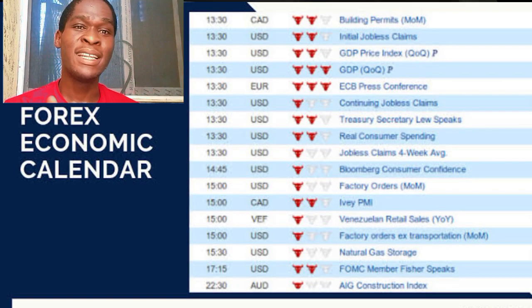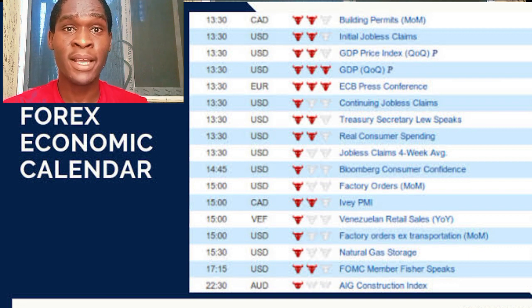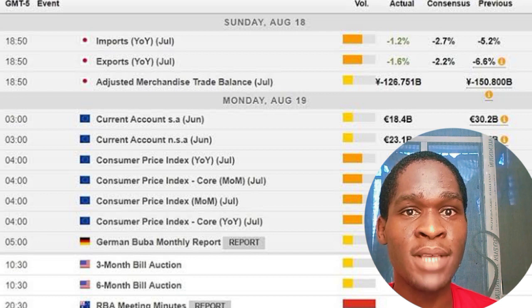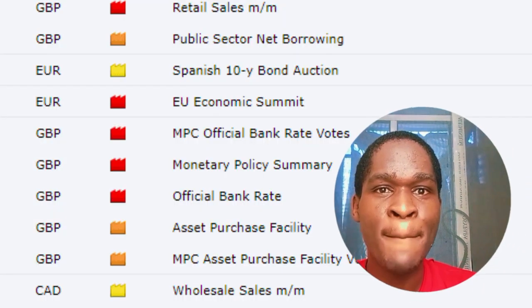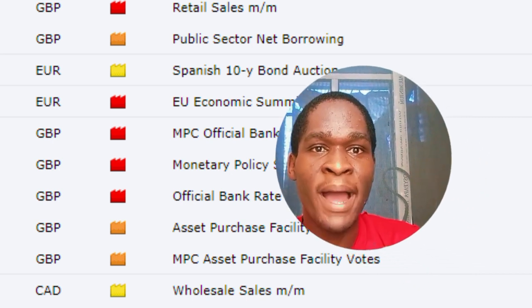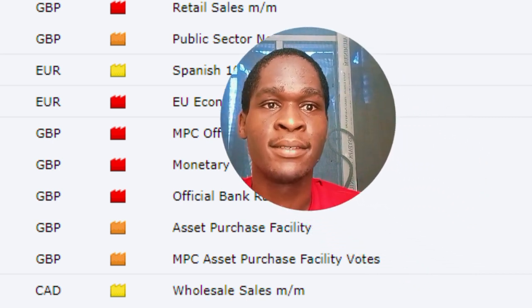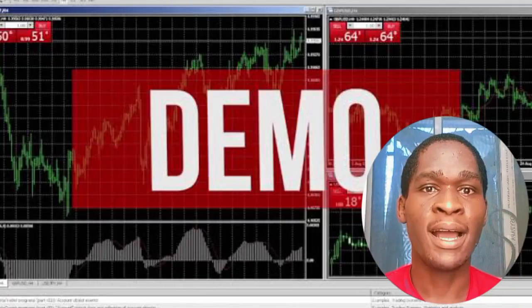The second one on the list is the economic calendar. An economic calendar proves indispensable for forex traders, particularly those who base their trading decisions on fundamental analysis. It provides a schedule of economic events and indicators that can impact the currency markets. Beginner traders can use an economic calendar to plan their trades and avoid potential market volatility caused by major economic releases.